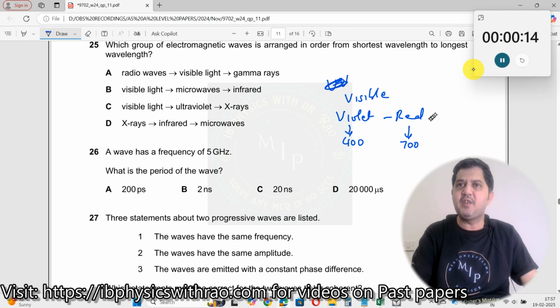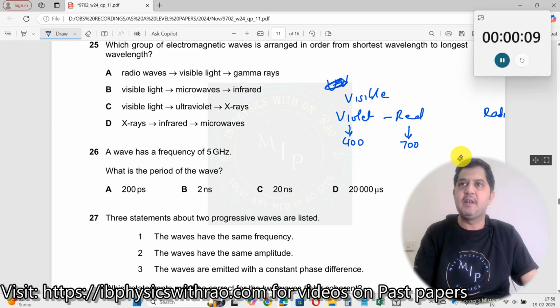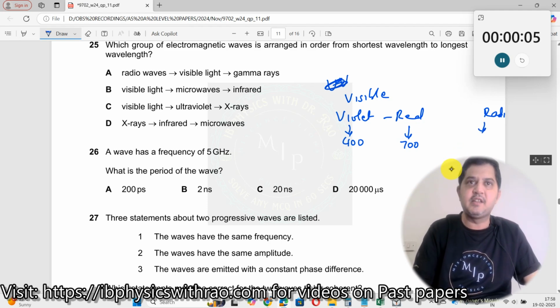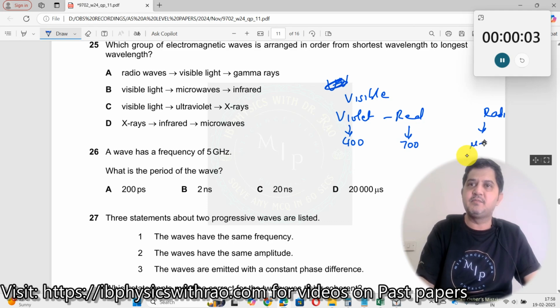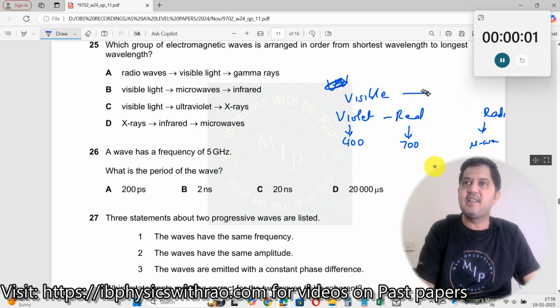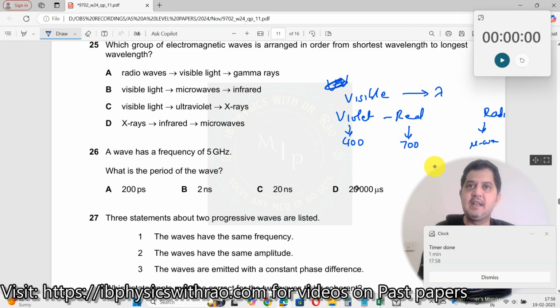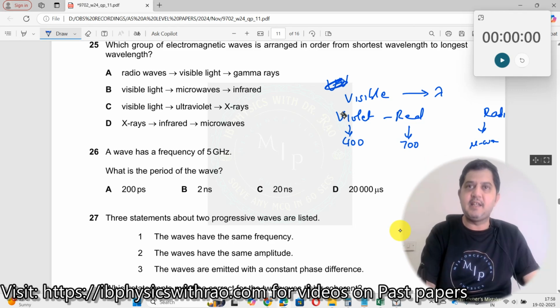And after red, the last one here is radio. It's radio wave. And in radio wave, you will have your microwaves also. That means wavelength is increasing like this. Wavelength is increasing like this. And before violet, you have something like U, V, W, X, and so on.